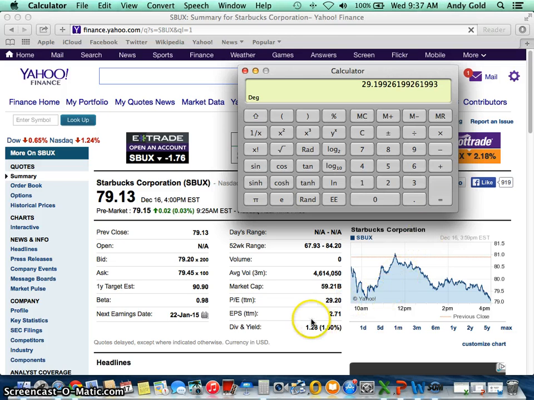The last thing on this screen that we'll look at is the dividend and yield. A dividend payment is a sharing of the profits that a company distributes to its shareholders. Sometimes it doesn't come from profits, but traditionally it does. And in this case, we'll see that Starbucks pays a dividend of $1.28. It's important to note that not all companies pay dividends. Some companies like Starbucks do, and other companies like Twitter, for example, do not.